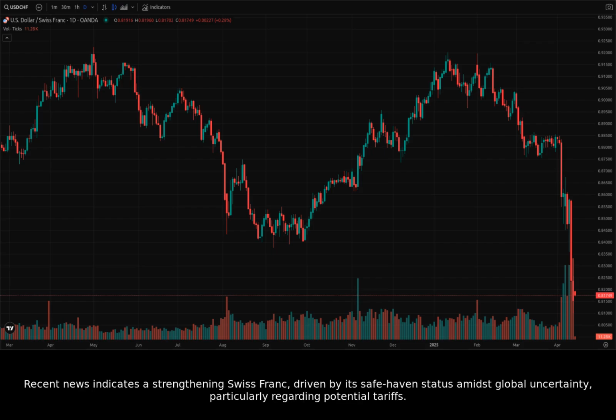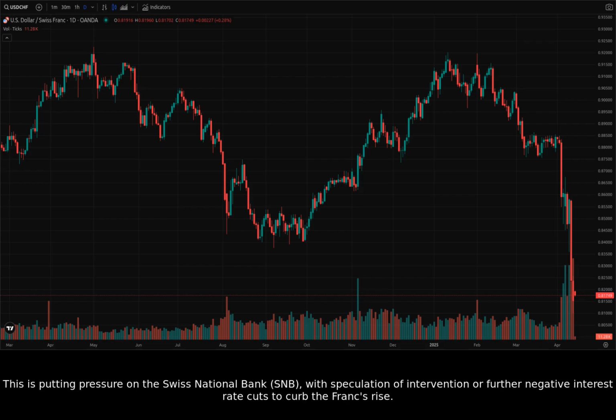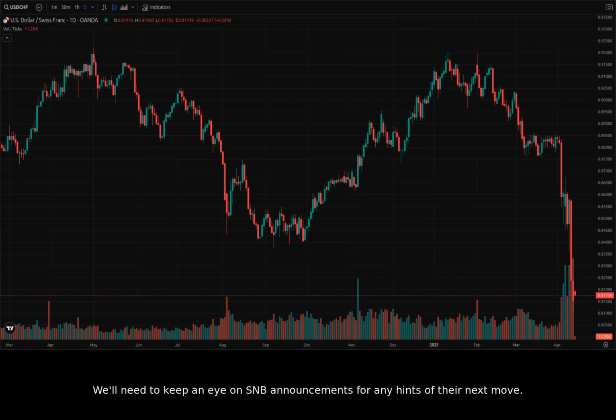Recent news indicates a strengthening Swiss franc, driven by its safe haven status amidst global uncertainty, particularly regarding potential tariffs. This is putting pressure on the Swiss National Bank, SNB, with speculation of intervention or further negative interest rate cuts to curb the franc's rise. We'll need to keep an eye on SNB announcements for any hints of their next move.